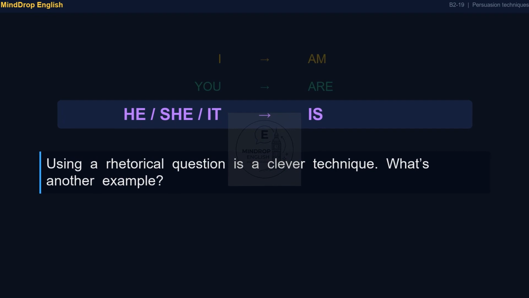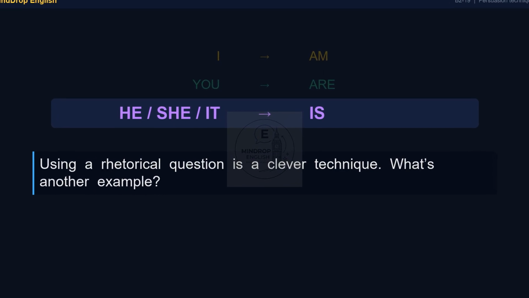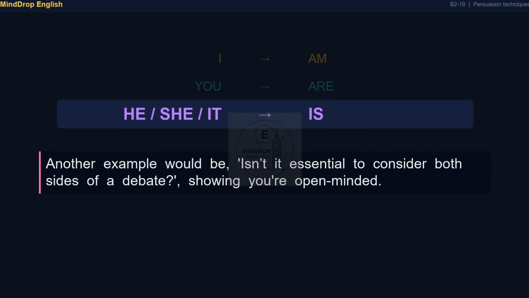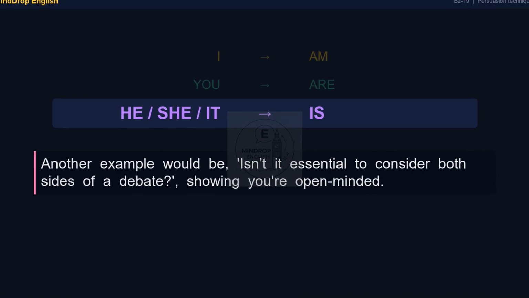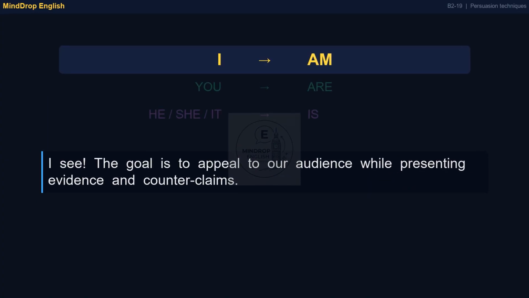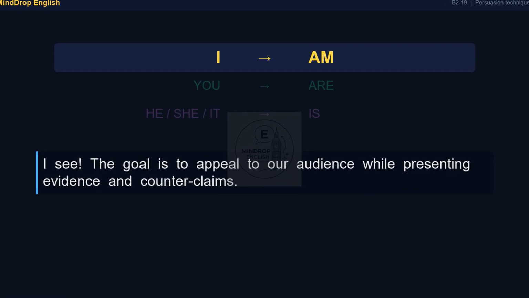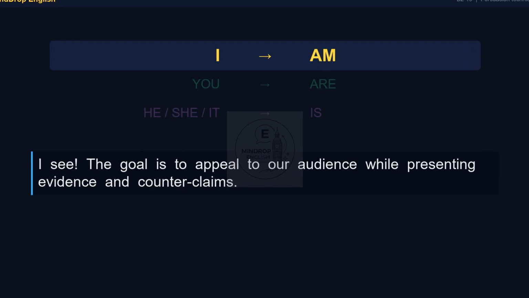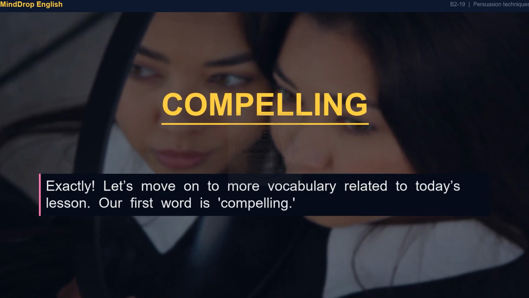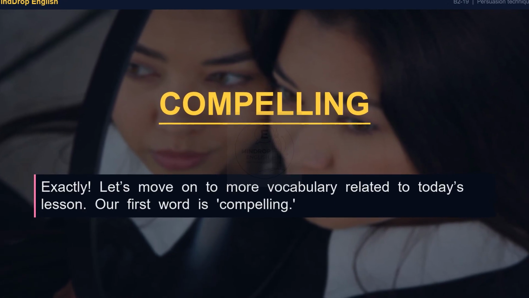Using a rhetorical question is a clever technique. What's another example? Another example would be, isn't it essential to consider both sides of a debate, showing you're open-minded? I see. The goal is to appeal to our audience while presenting evidence and counterclaims. Exactly. Let's move on to more vocabulary related to today's lesson.